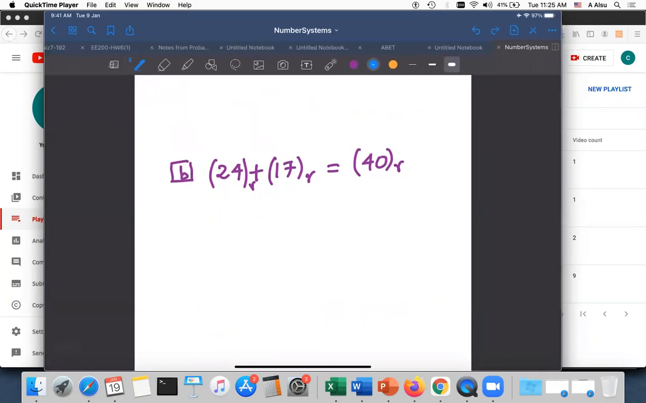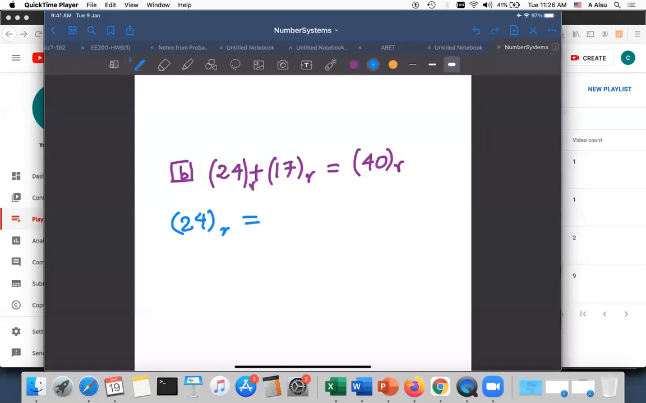I'm going to do this, which is an equation. 24 base r plus 17 base r is equal to 40 base r. You are required to find the value of r that satisfies this equation. Obviously, if r is decimal, or 10, then the equation is not satisfied, because 24 plus 17 is not 40. So what you do is convert every number in the equation to decimal. So what is 24 base r in decimal?